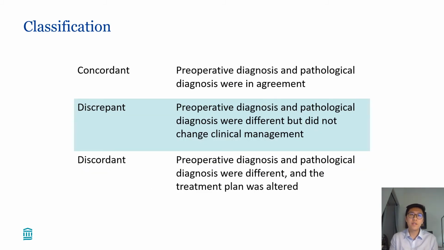We classified results as concordant, which meant a preoperative and pathologic diagnosis that were in agreement; discrepant, in which a preoperative and pathologic diagnosis were different but didn't change clinical management; or discordant, in which the preoperative diagnosis and the pathologic diagnosis were different and the treatment plan was somehow altered.